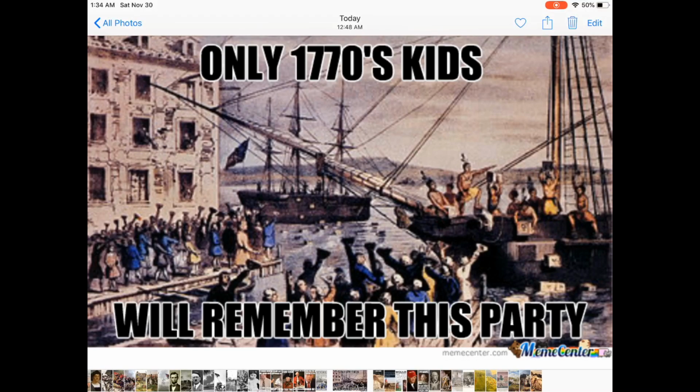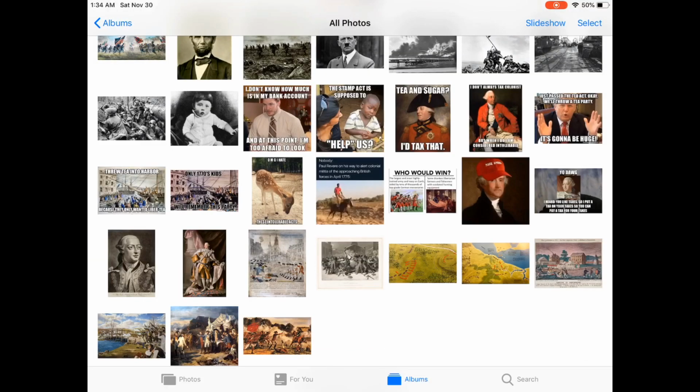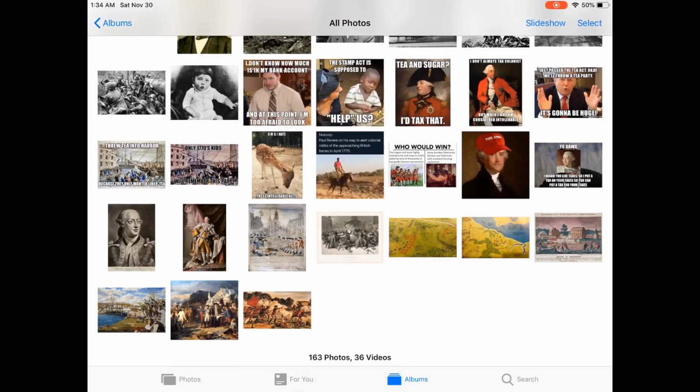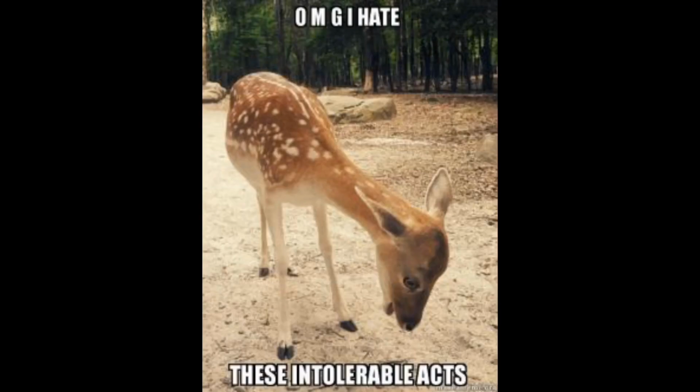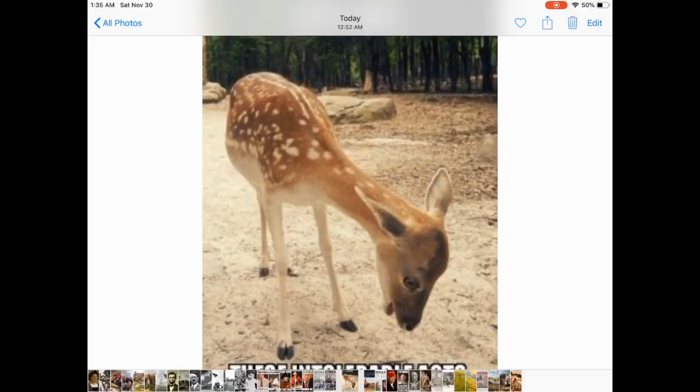And so some memes for the Intolerable Acts are here. "I don't always tax colonists, but when I do, I am considered intolerable," because that's what they called the acts that the British were placing on the Americans. And as you can see, it says, "OMG, I hate these intolerable acts." And this is probably how the Americans felt at the time. As you can see this deer's face right here. It's pretty crazy looking and upset. And so those are the memes for the Intolerable Acts.